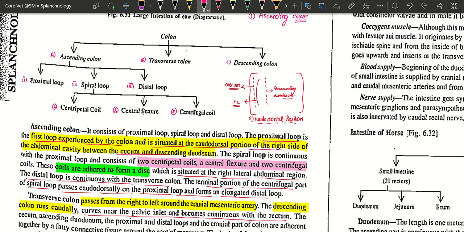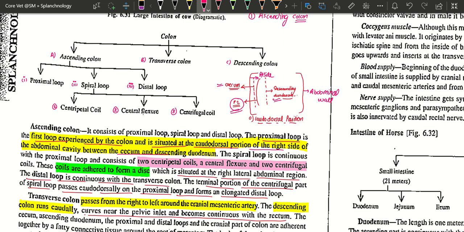Okay, and it is situated to the right, means consider this to be the abdominal wall. Okay, this is the abdominal wall, right? So on the right side of the abdominal wall, the proximal colon, or the proximal loop of the ascending colon, is situated, and it is situated in between what? It is situated in between the descending duodenum and the cecum, right?